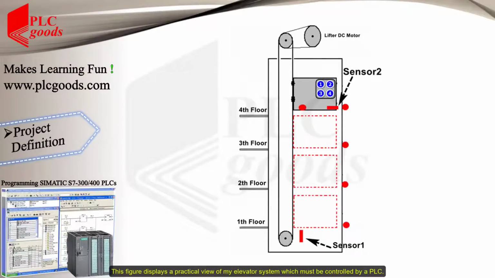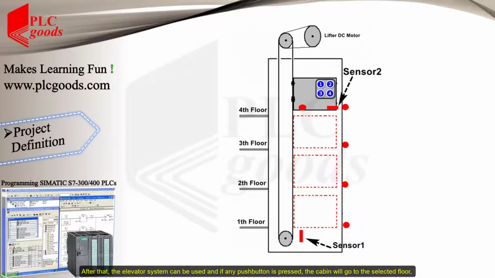This figure displays a practical view of my elevator system, which must be controlled by a PLC. The cabin is moved by a motor in two directions, up and down. When the PLC is run for the first time, the cabin should be moved to the first floor. The first sensor can detect whether the cabin has reached the first floor or not.